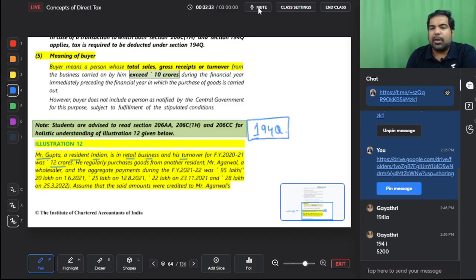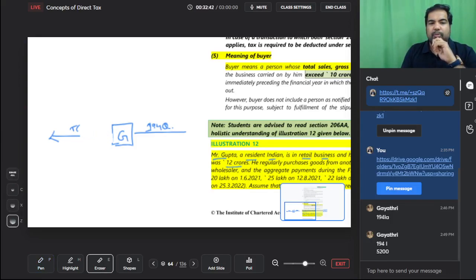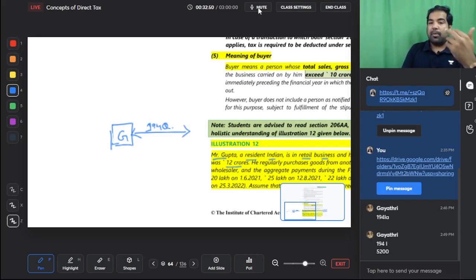Okay, so they've not said that, but it's under 194Q. 194Q is the same thing, guys, just like 206C(1H) high value. 194Q says that if you purchase more than 50 lakhs, then whenever you are paying this person, you will need to deduct at 0.1% on amounts above 50 lakhs.